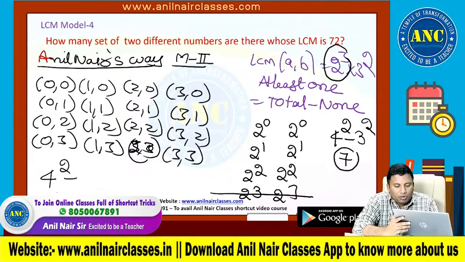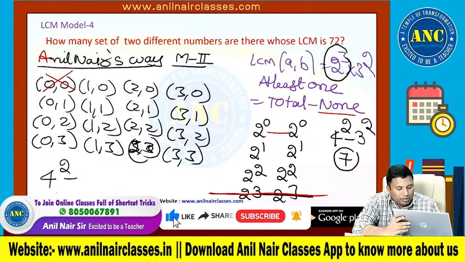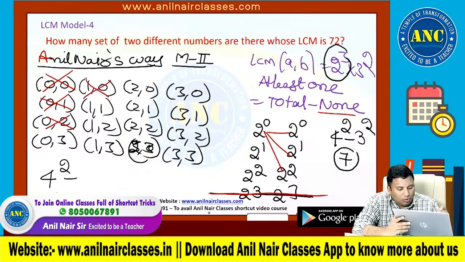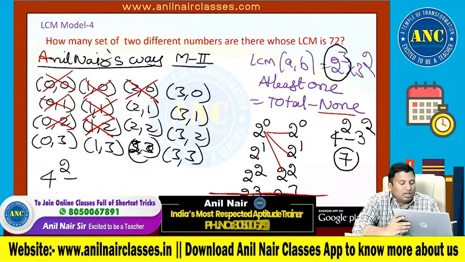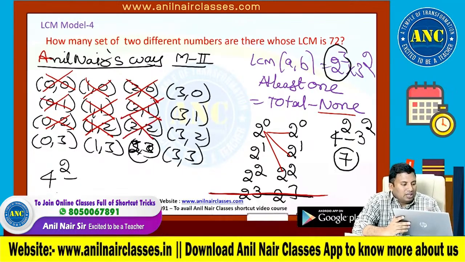If I remove none, which means don't take power of 3, then 0,0 should be removed. 0,1 should be removed. 0,2 should be removed. 1,0 is removed. 1,1 is removed. 1,2 is removed. 2,0 is removed. 2,1 is removed, 2,2 is removed.